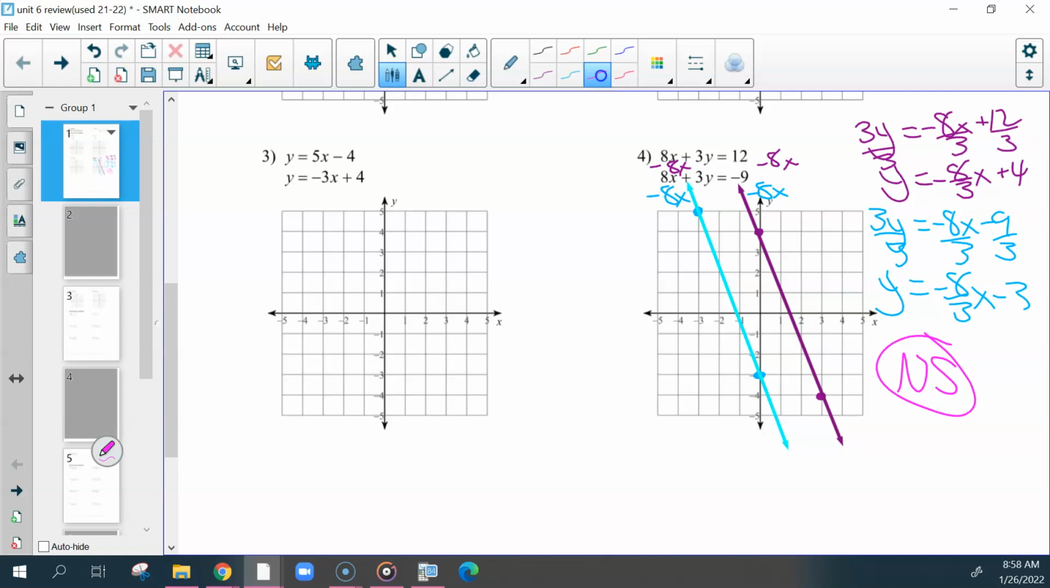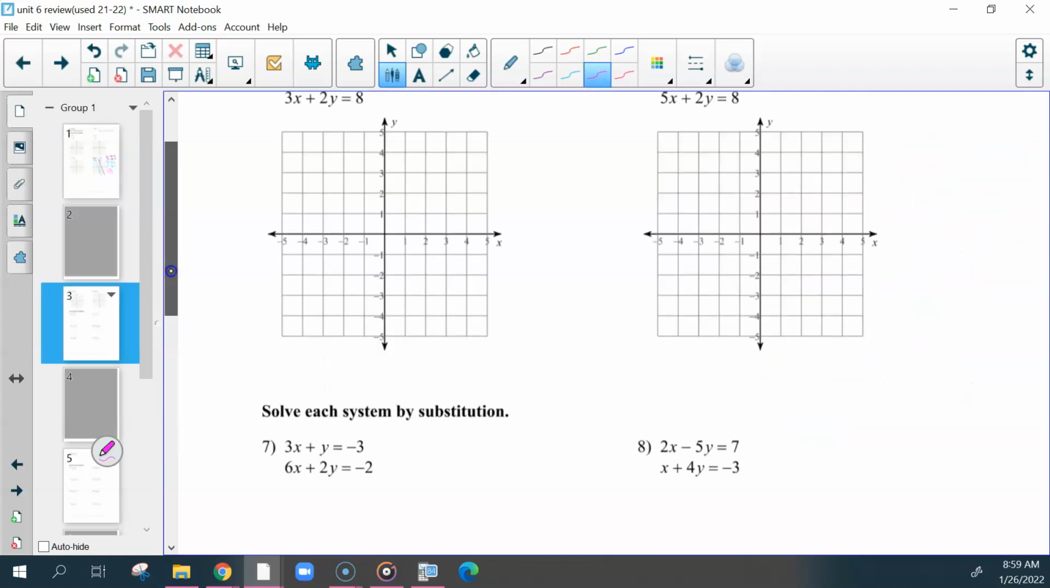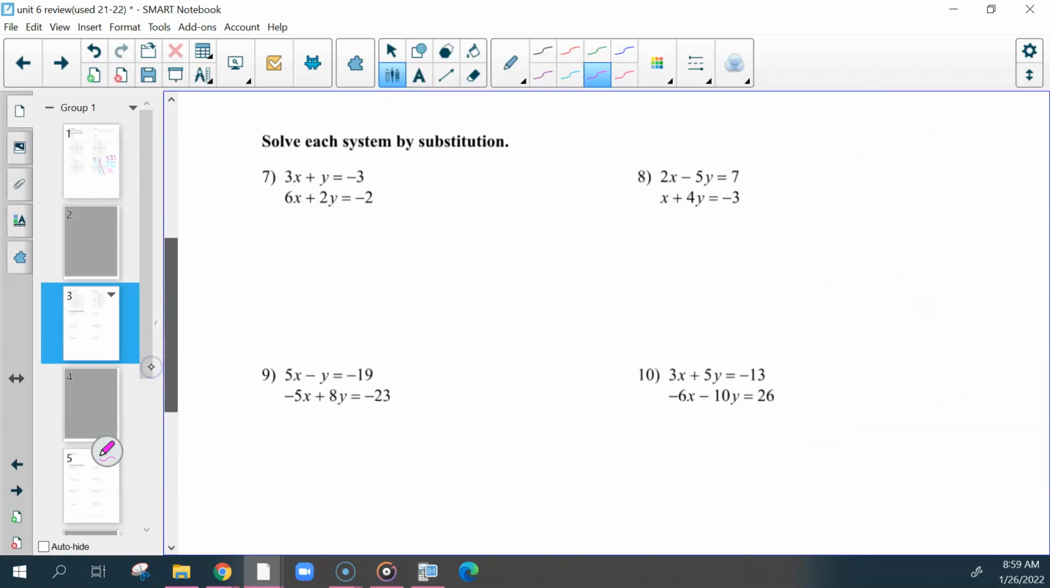Do we have any questions on the graphing section? Or on this problem so far? Moving on to substitution, move to the next page. We're going to do 3 of these together. Number 7, number 8, and number 11.